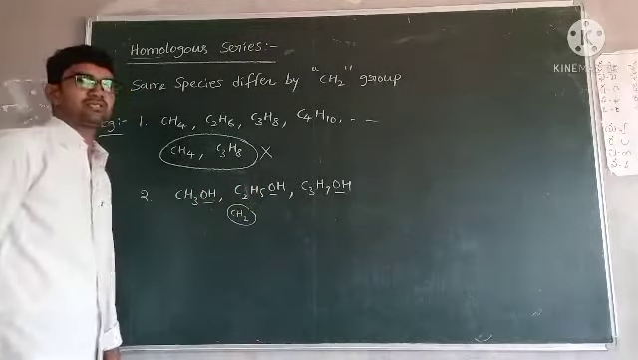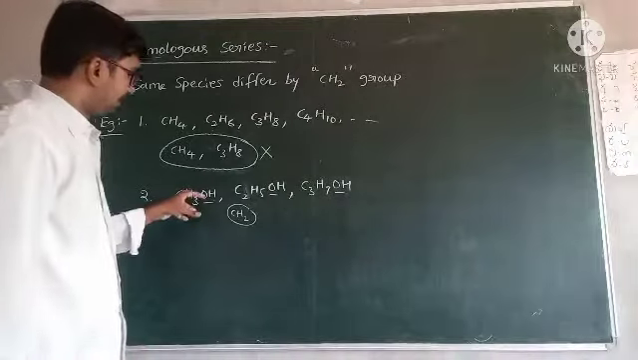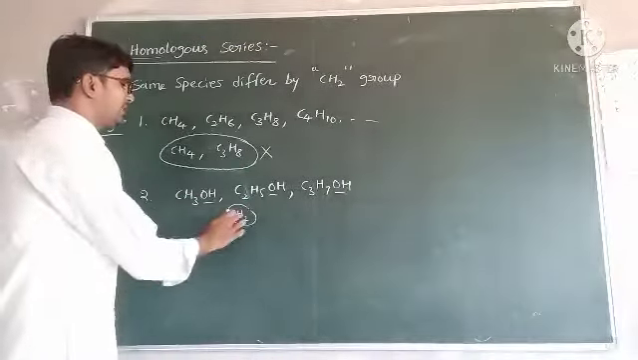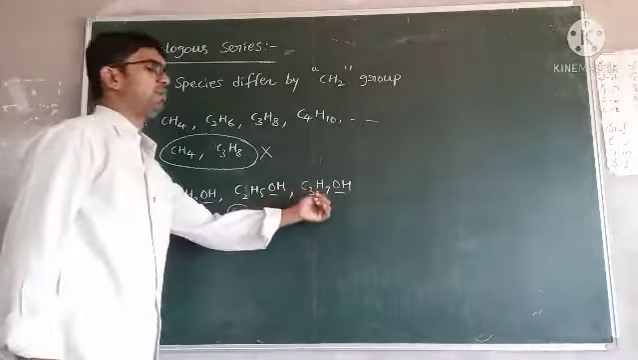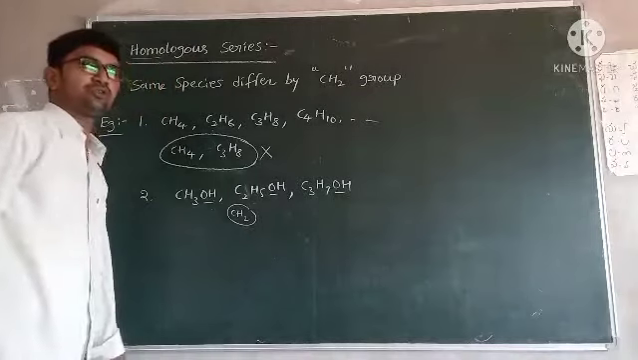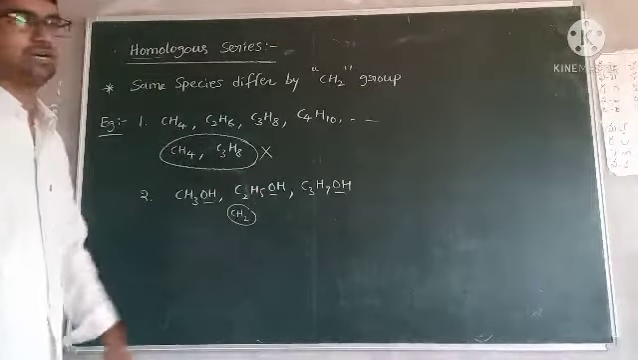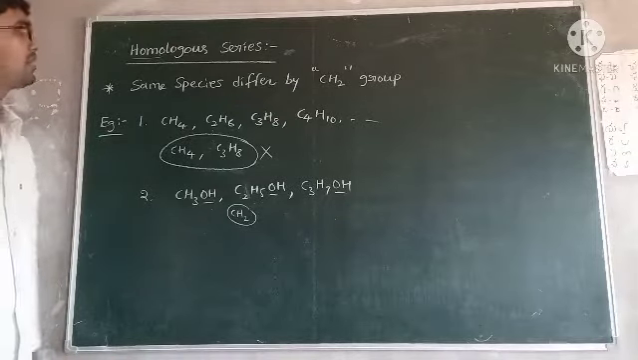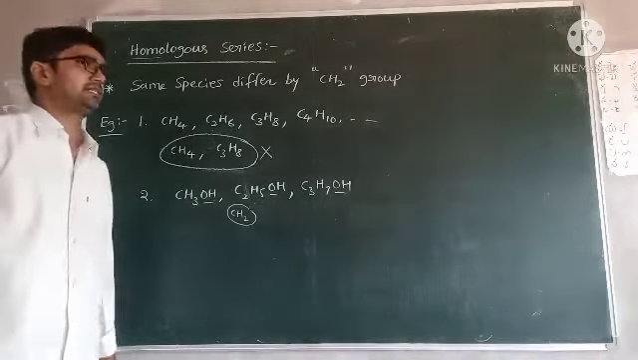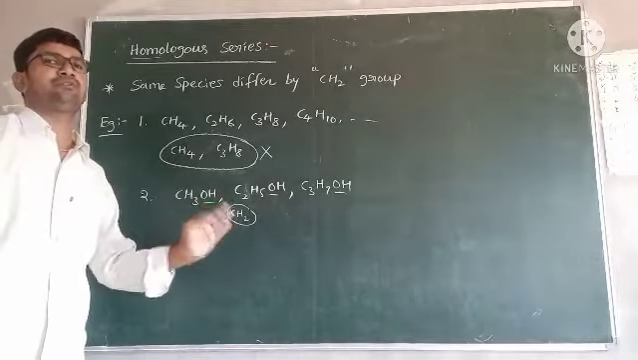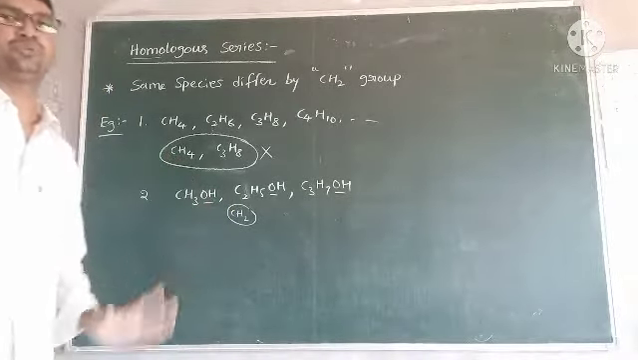So the difference in the number of hydrogens between these two compounds is 2 hydrogens only. Between these two also, 1 carbon and 2 hydrogens are the difference. It means simply the CH2 group is the difference between these compounds. Do you understand? So these are all simply called a homologous series. Very simple. A homologous series means a series of compounds that differ by only CH2.